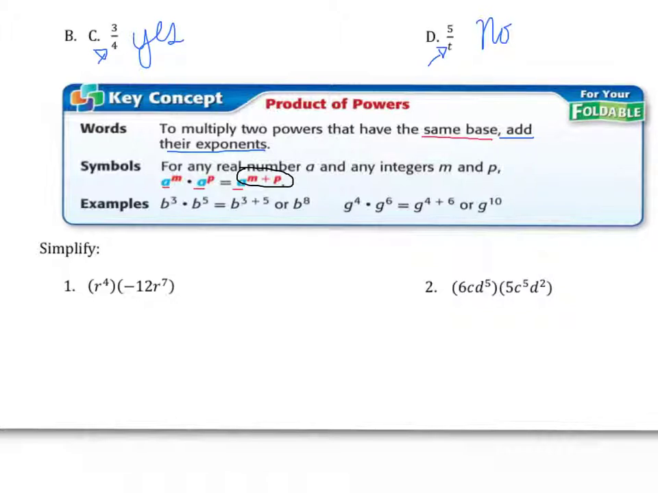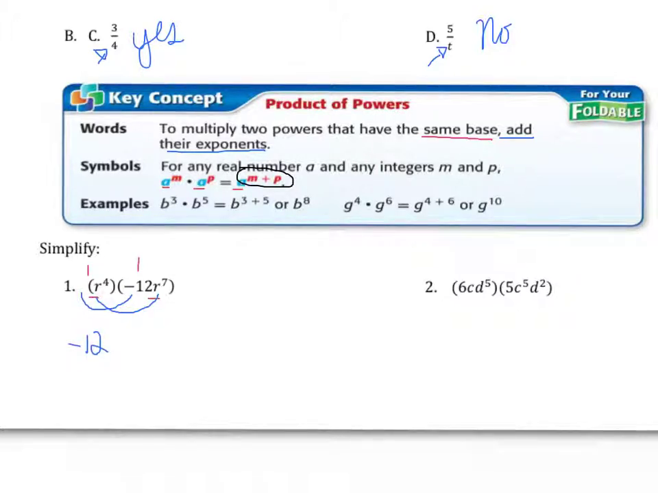So let's take a look down at our example problem and see if we can simplify those. Alright, so we've got the variable r, another r there, and we have negative 12 in front of the r, and a 1 is going to be in front of this first variable. So we're going to multiply the r's together, and we're going to multiply the negative 12 and the 1 that we know is there, but we just can't see it. So 1 times negative 12 is going to give us negative 12.